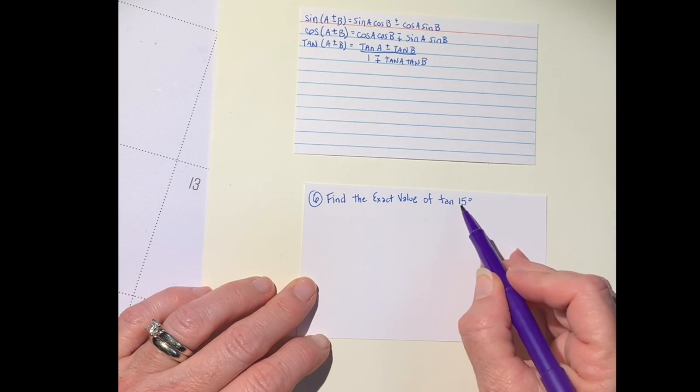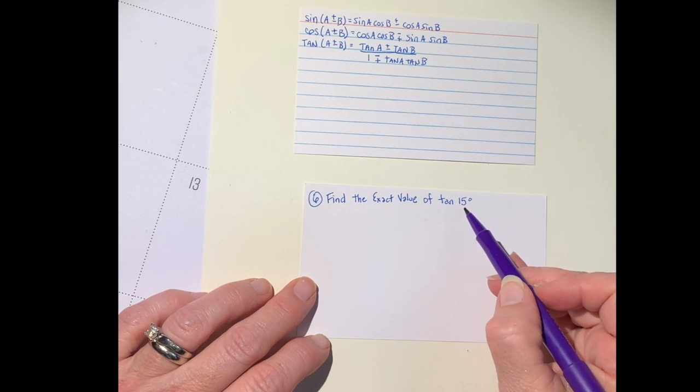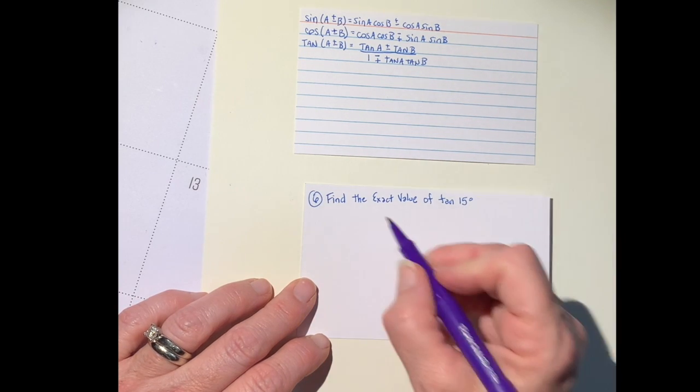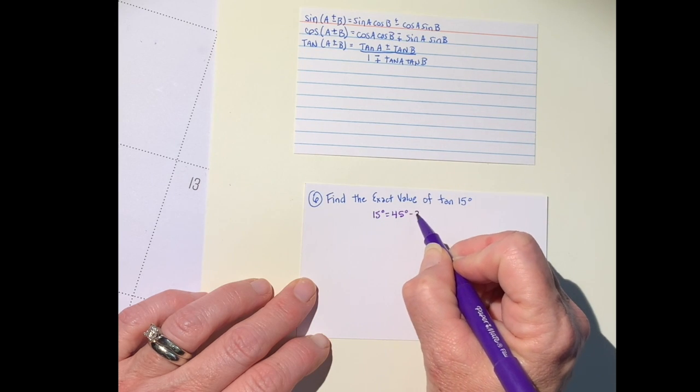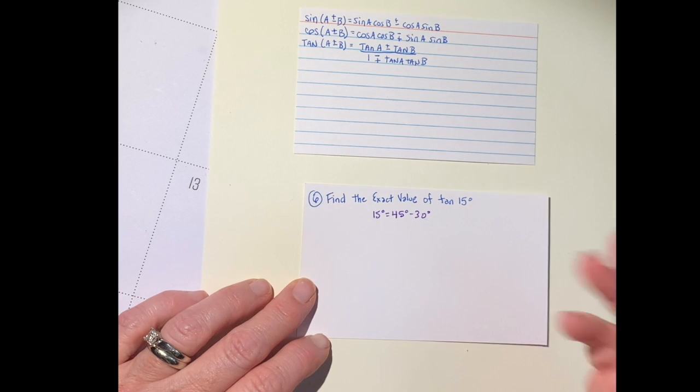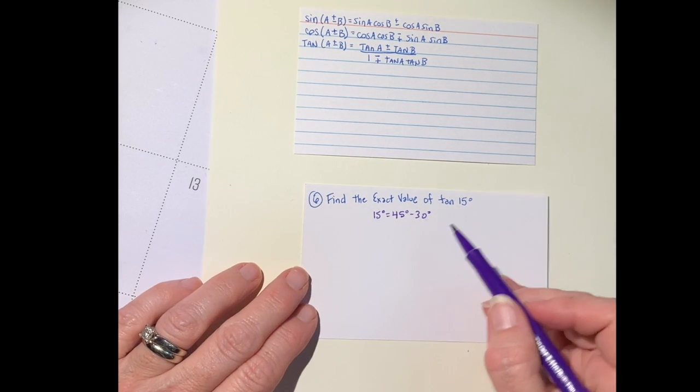I can write 15 degrees in a couple different ways. I could think of 15 degrees as a 45-degree angle minus a 30-degree angle. Both of these are common angles. I know all the trig function values for those. I could also do it as a half angle. Let theta be 30 degrees and use 30 over 2.